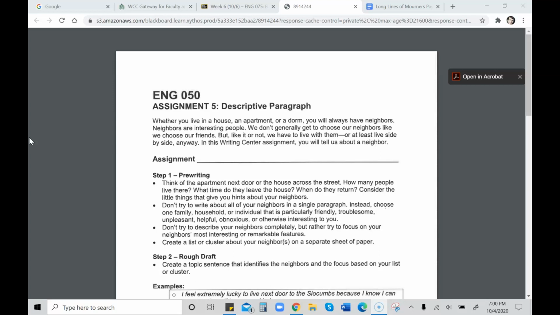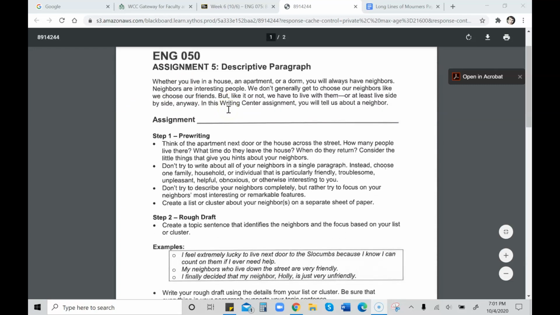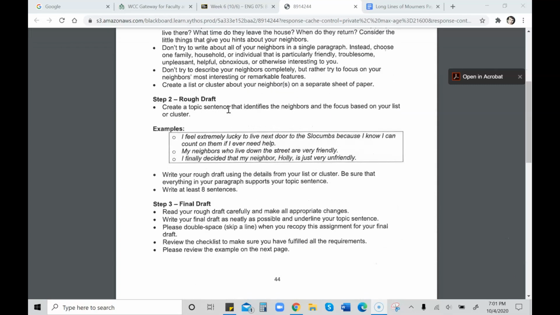Now, you get to come up with who it is that you want to describe, and then start with that cluster or list that you can do on a separate sheet of paper, or if you want to create it electronically, you can. And from there, start to generate some of those ideas. What do you want to even think about using for this? And remember, everything that you list or cluster doesn't mean that you have to use it in the paragraph at all. And then based on that information, we're going to start working towards that rough draft.